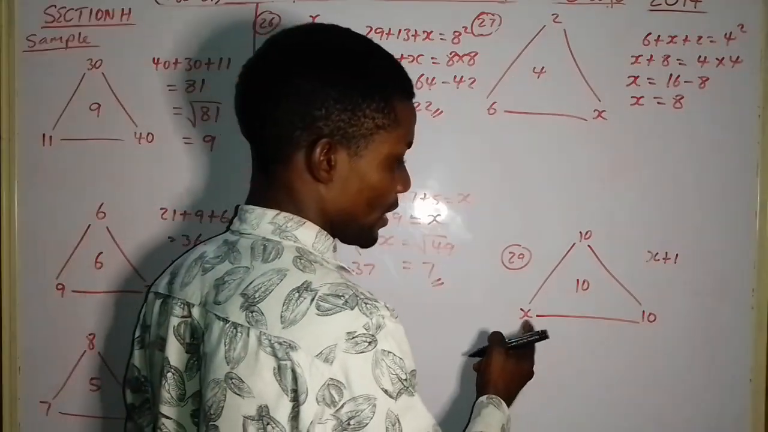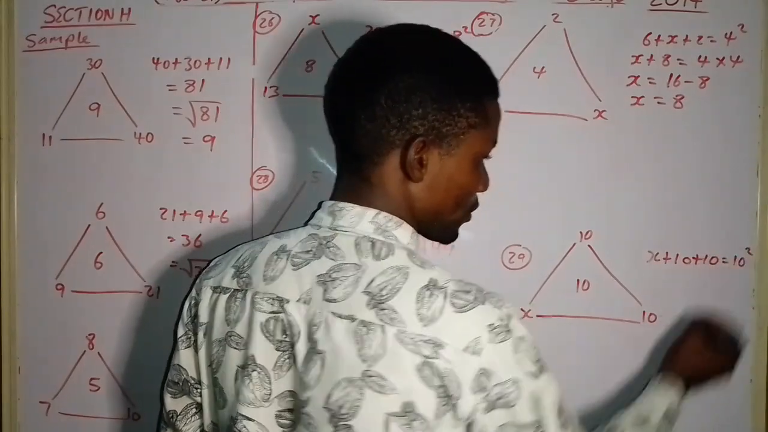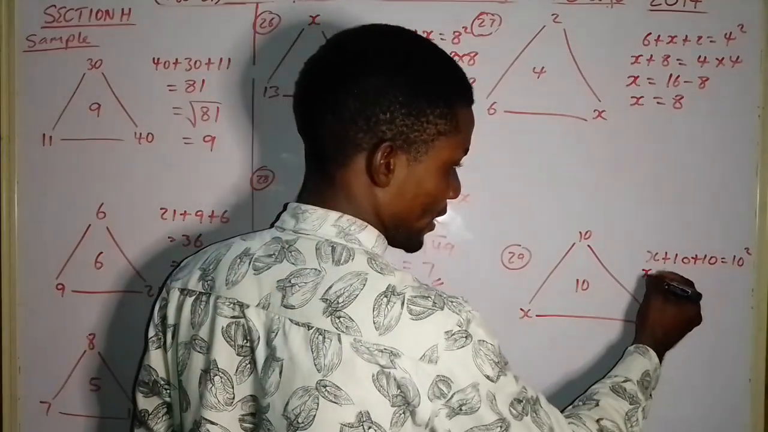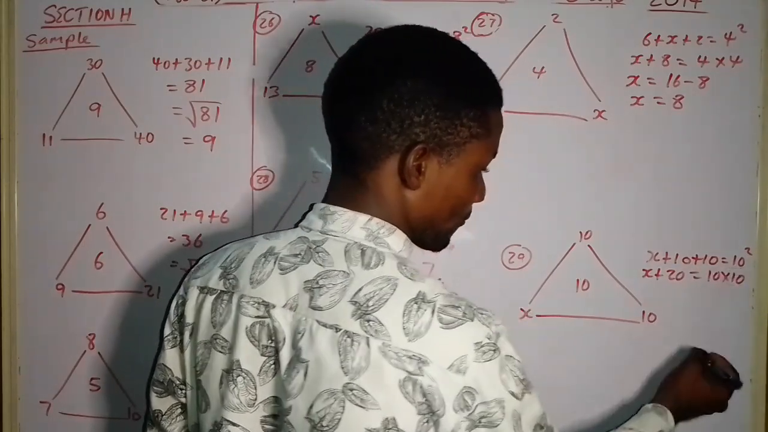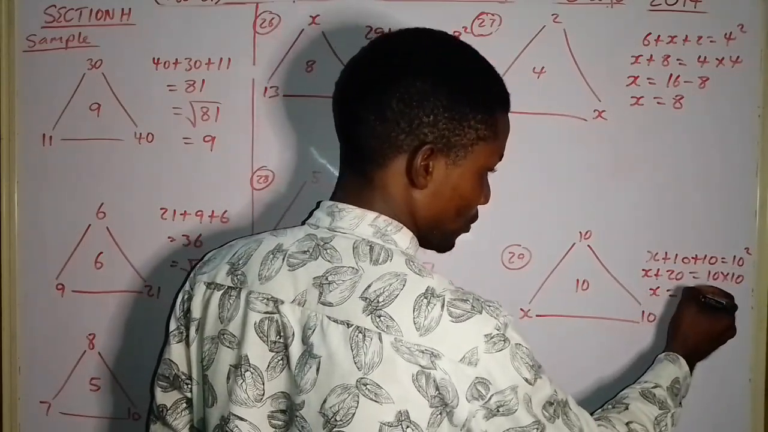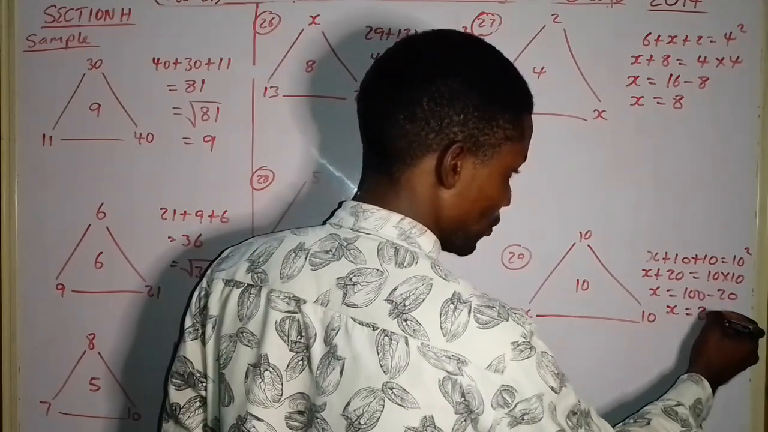So let's take this please. x plus 10 equals 10 raised to power 2. So we have x plus 20 equals 10 times 10. So we have x equals 100 minus 20. So my x here is going to be 80.